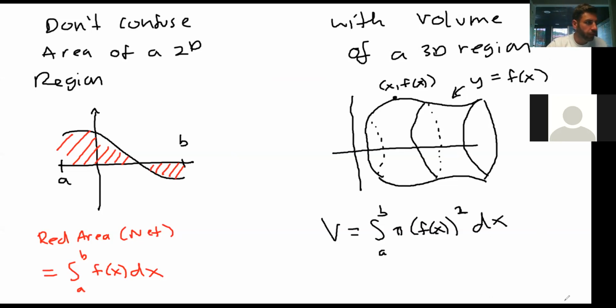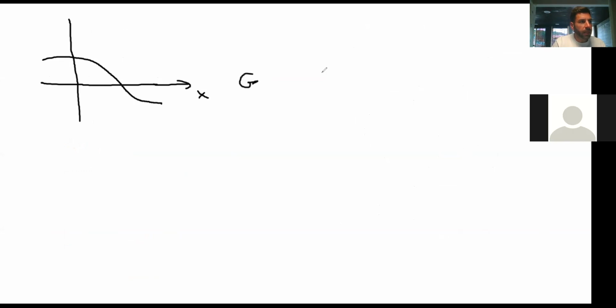Well, let's draw the picture again. If I took that red region, it looks something like this, right? So if I rotate that about the x-axis, what I get is, this piece will rotate down here, and the solid's going to look like this. It's going to have a pinch in it. It's going to be like a kink.